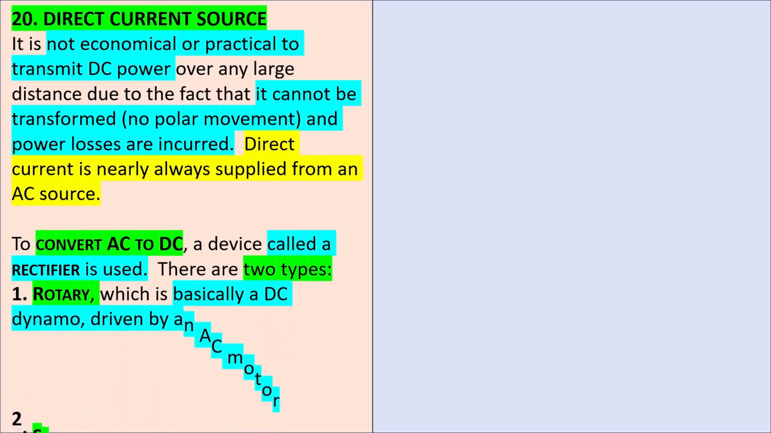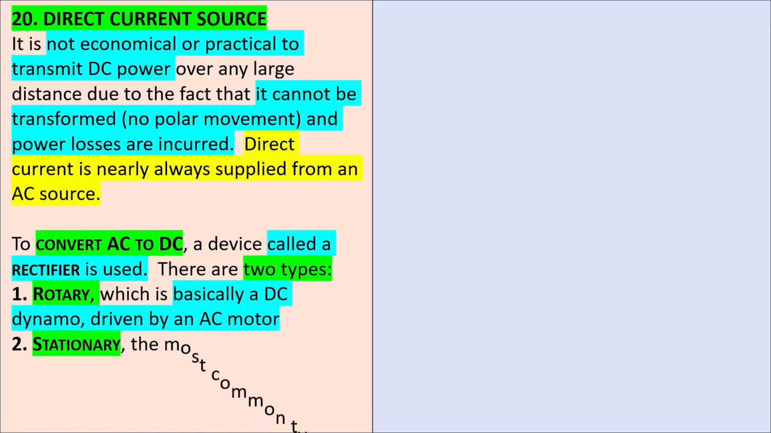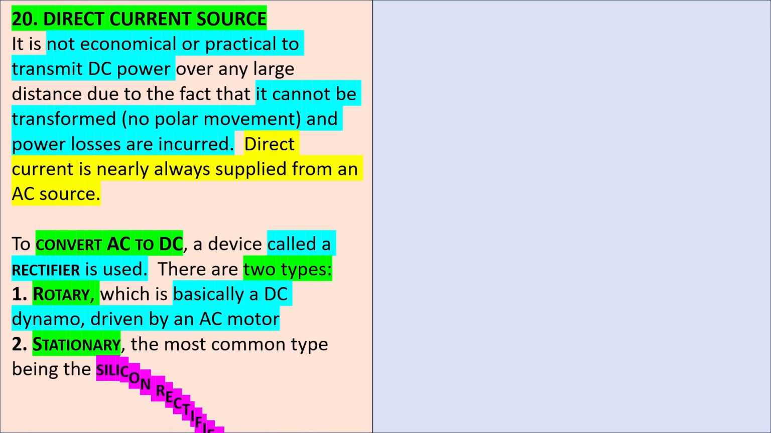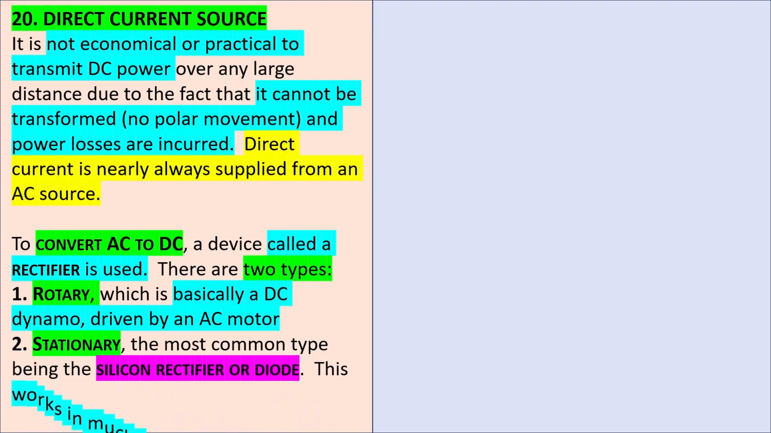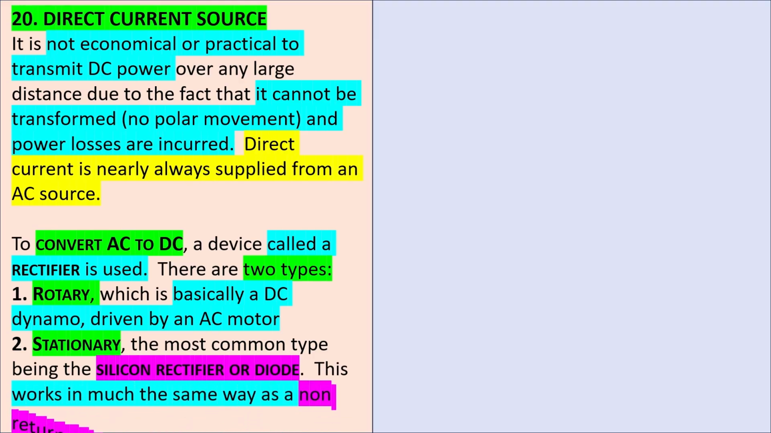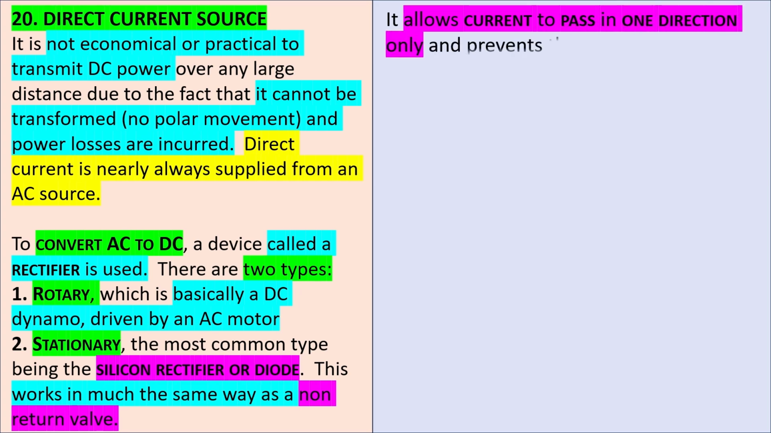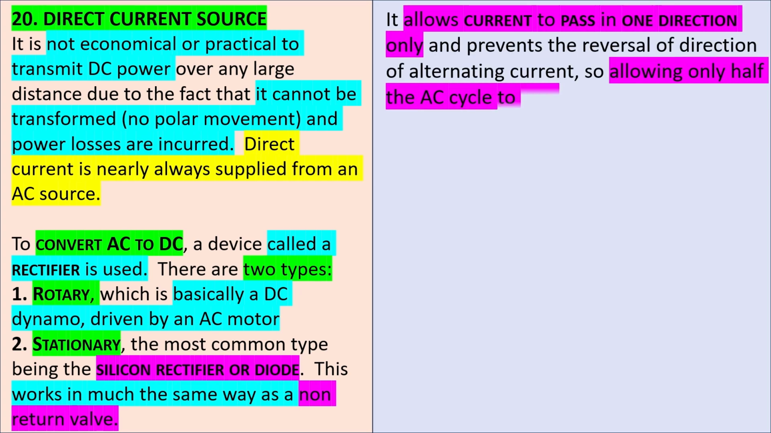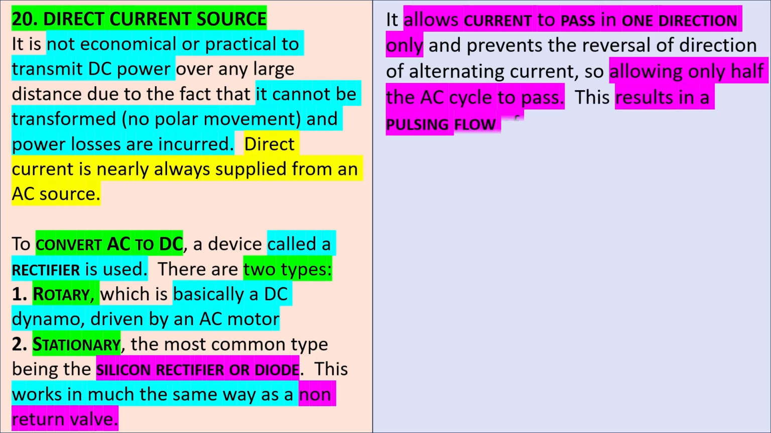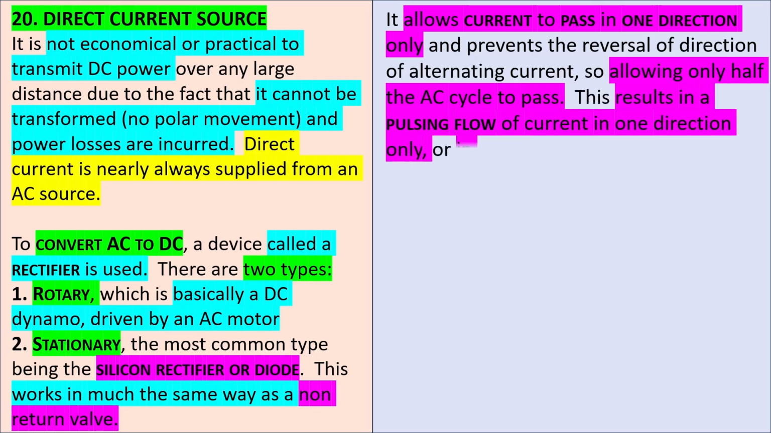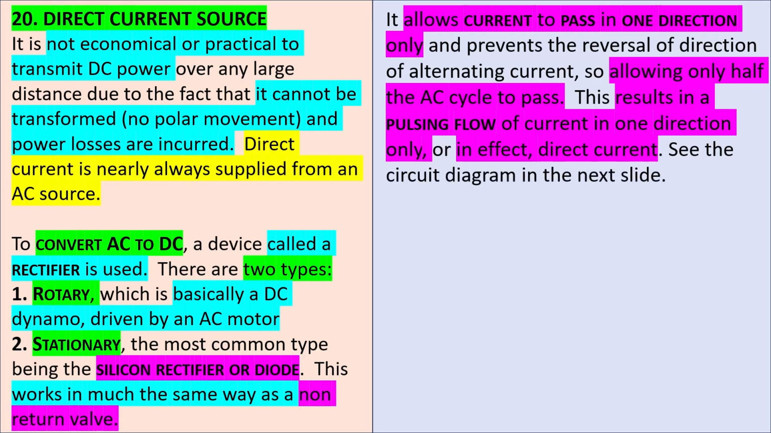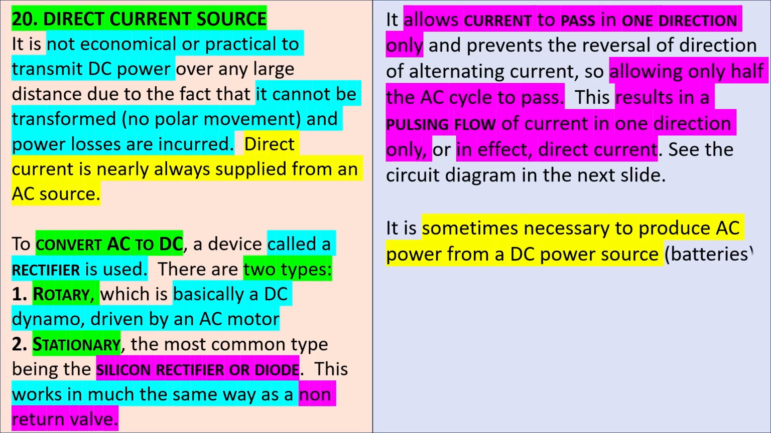There are two types. One, rotary, which is basically a DC dynamo driven by an AC motor. Two, stationary, the most common type being the silicon rectifier or diode. This works in much the same way as a non-return valve. It allows current to pass in one direction only and prevents the reversal of direction of alternating currents, so allowing only half the AC cycle to pass. This results in a pulsating flow of current in one direction only, or in effect direct current.